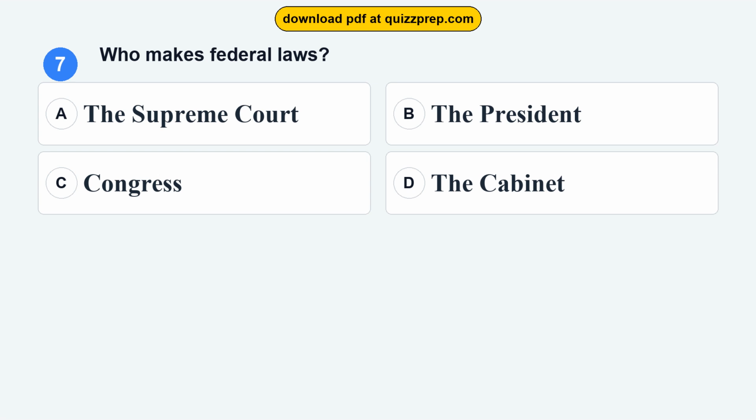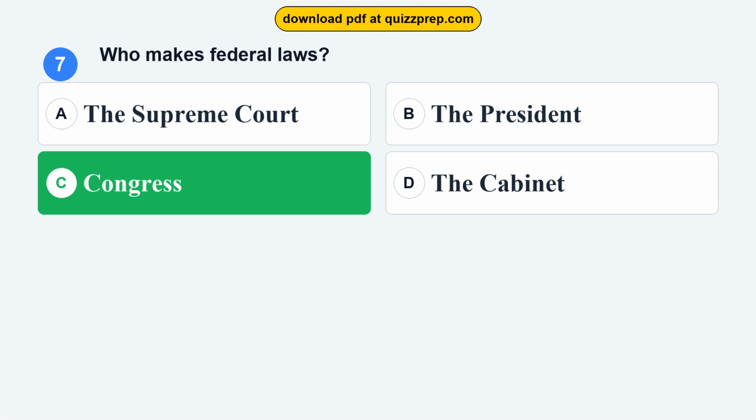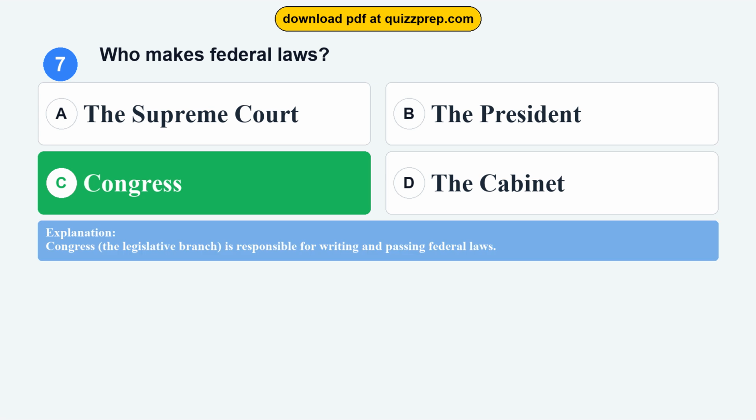Question 7. Who makes federal laws? Option A, the Supreme Court. Option B, the President. Option C, Congress. Option D, the Cabinet. The correct answer is option C, Congress. Congress, the legislative branch, is responsible for writing and passing federal laws.